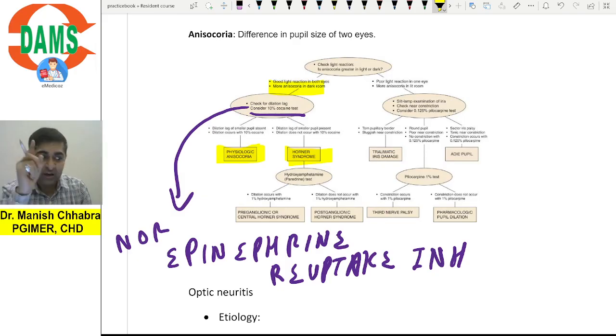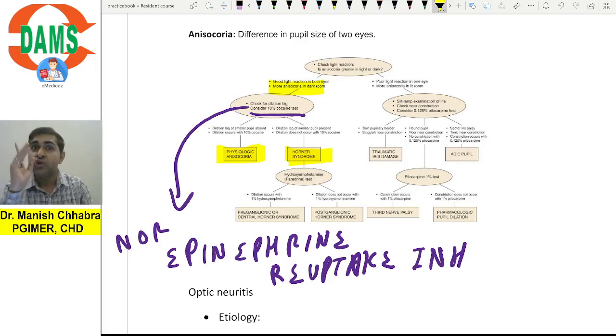Now for that, if you could recall the Horner's pathway, it starts from the hypothalamus, goes till C8-T1, then the sympathetic fibers move anteriorly, inferior cervical ganglion, superior cervical ganglion, then it loops around the carotid artery. Yes, and they will enter into the middle cranial cavity, from where it will proceed anteriorly and will enter into the orbit and supply the dilator pupillae.